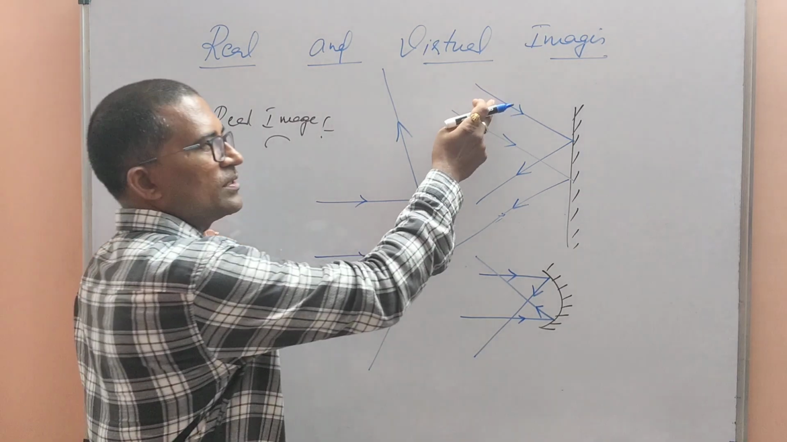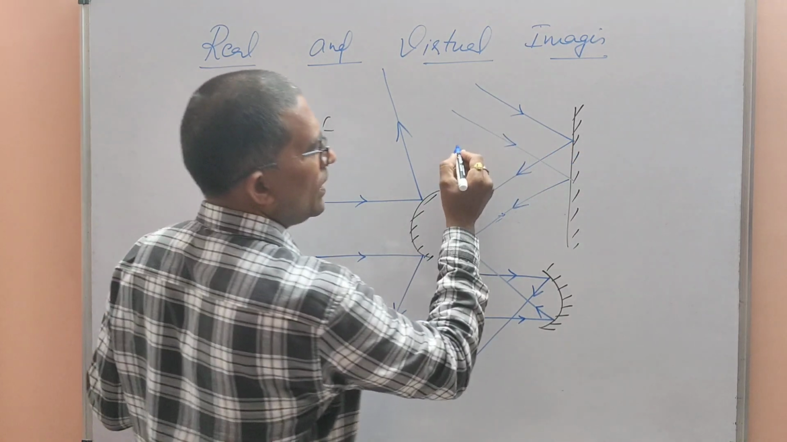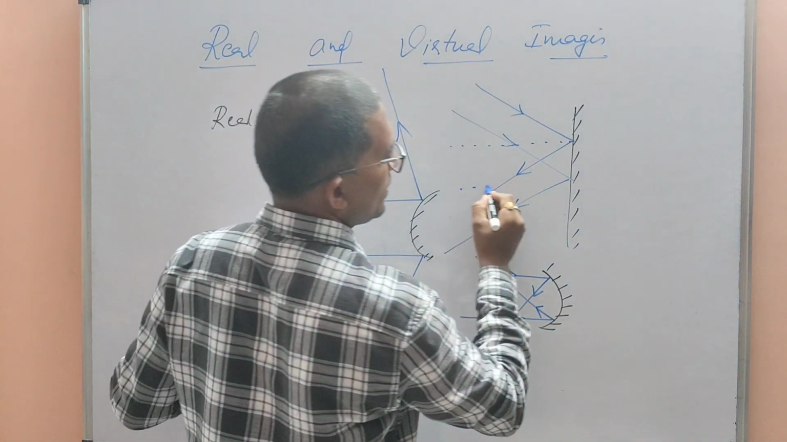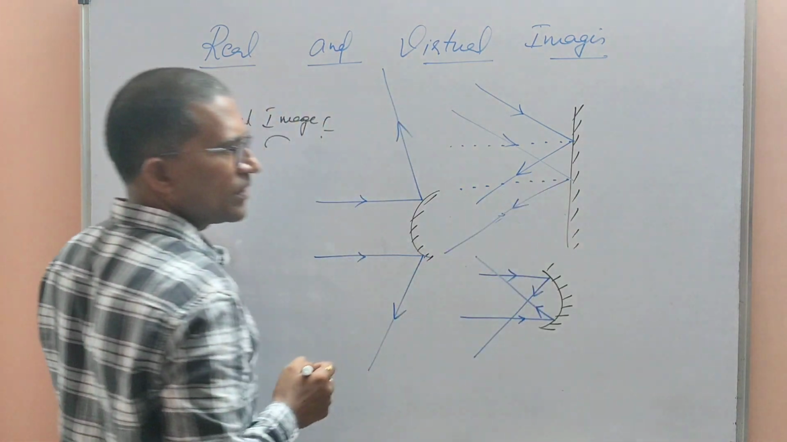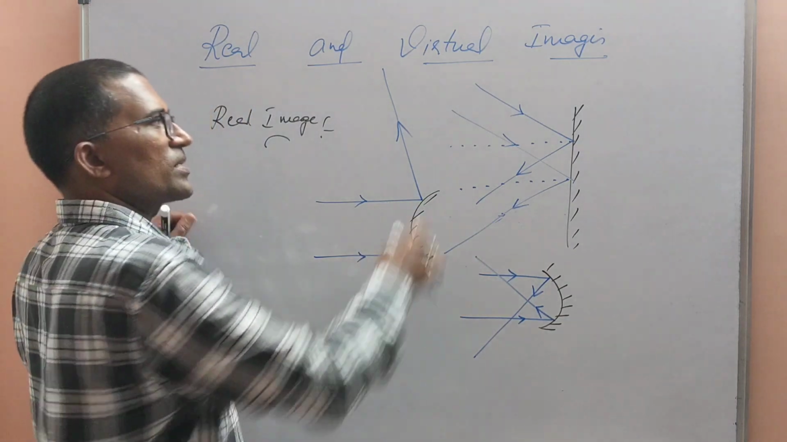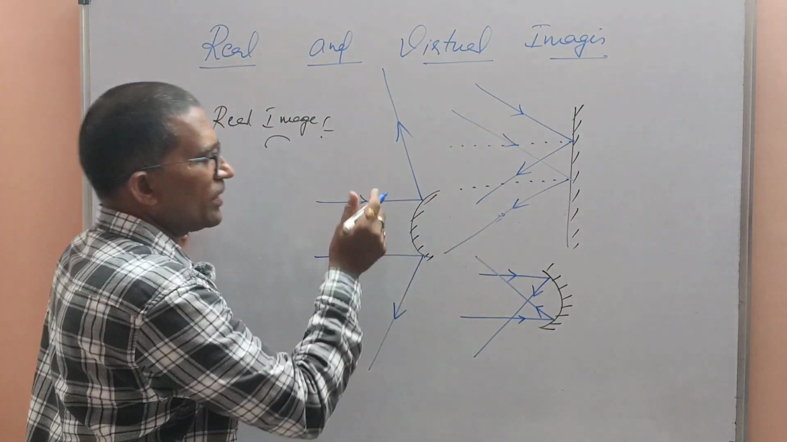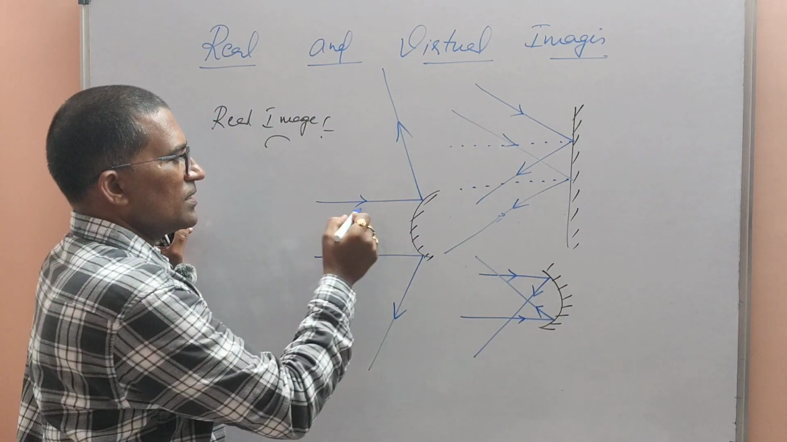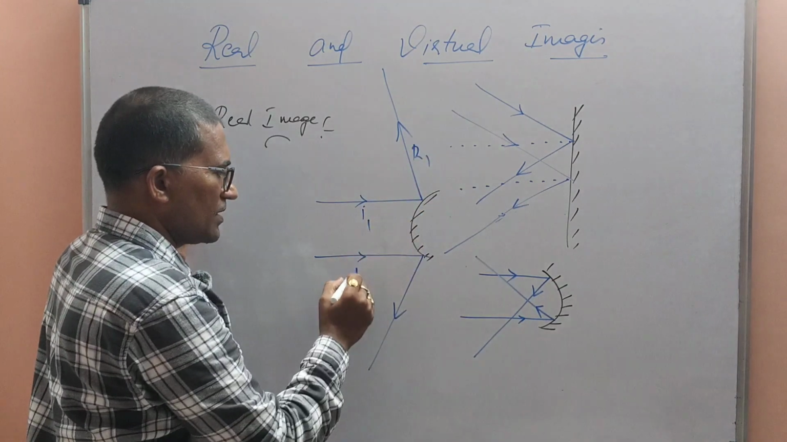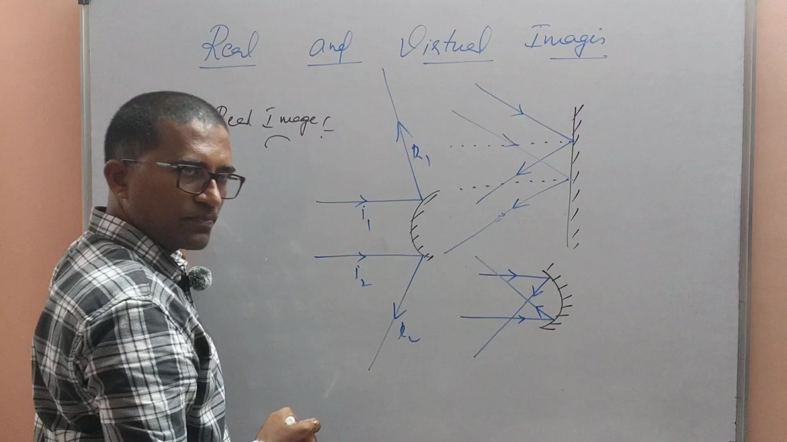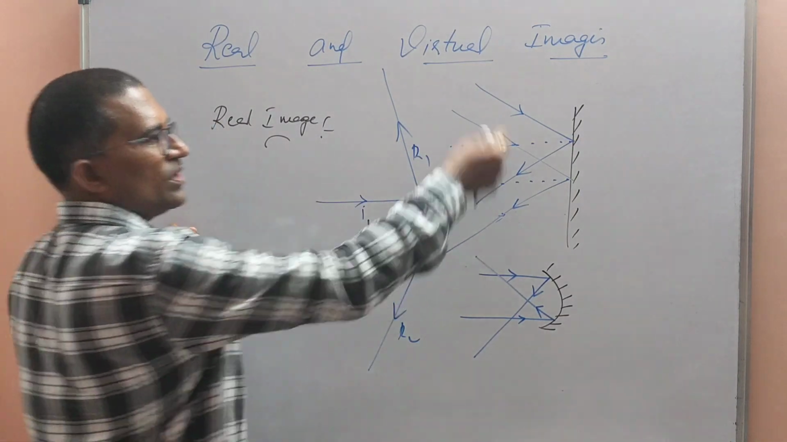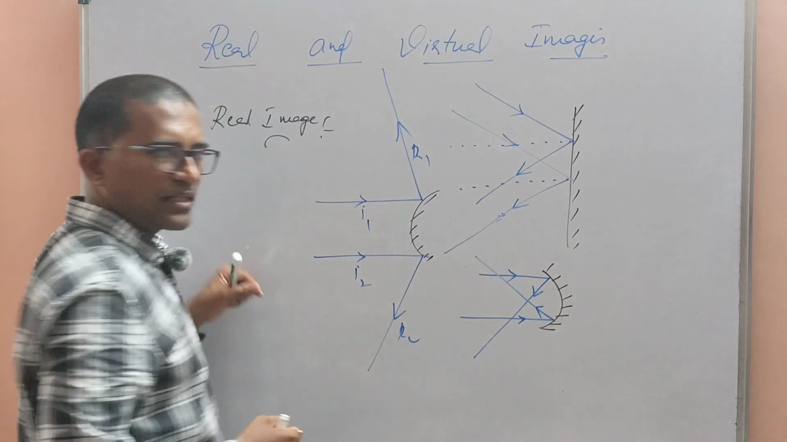In case of the plane mirror, this is the incident ray, this is the reflected ray, and as usual the normal line will be perpendicular. Here also the normal line will be perpendicular. So incident ray, reflected ray, incident ray, reflected ray. Now, in case of the convex mirror, this is the incident ray I1, this is the reflected ray R1, this is the incident ray I2, and this is R2. So the reflected light rays are going to diverge here. In this case, they are taking some certain angles.